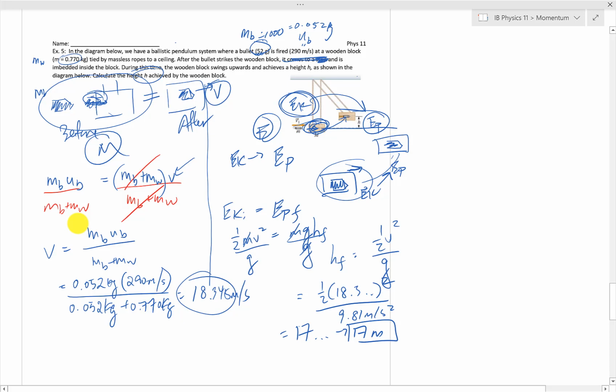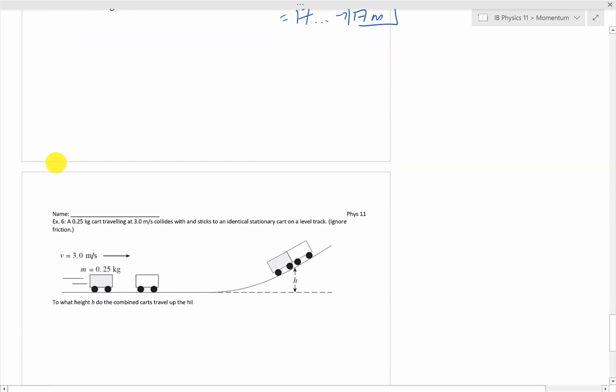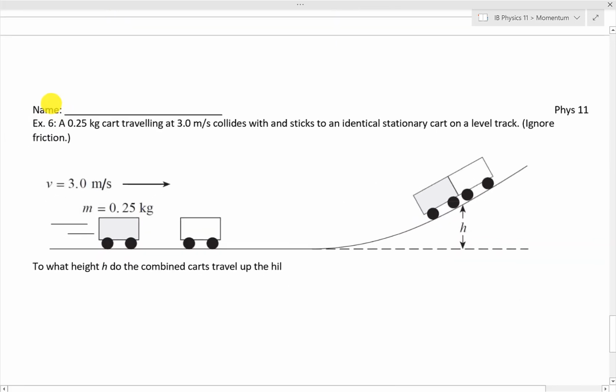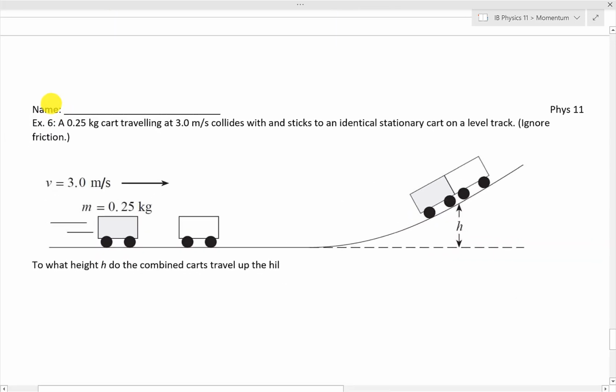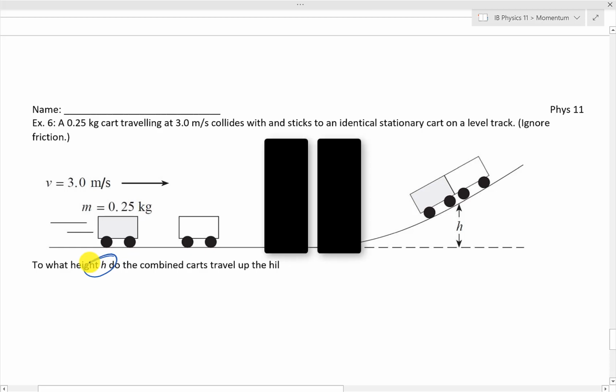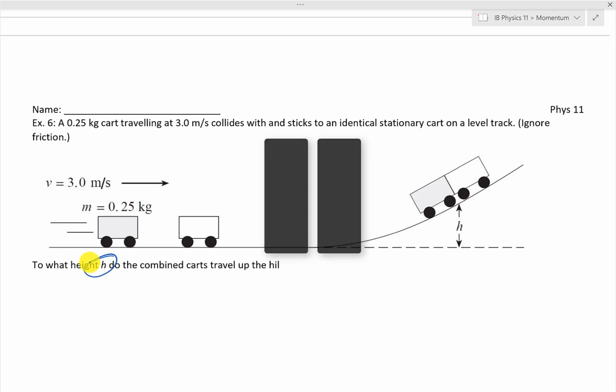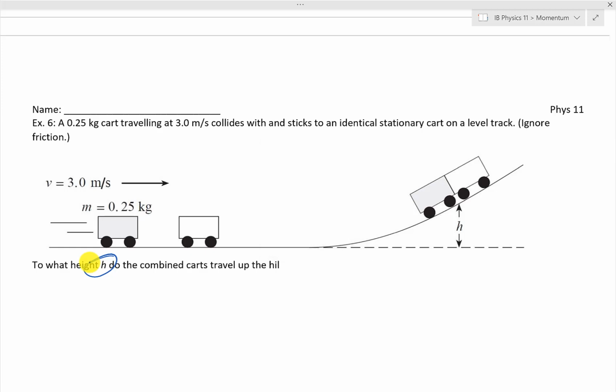So I have a very similar problem for you to try. And this time we're talking about carts traveling on a path. They're going to go up this hill here. We get to ignore friction, and you're just trying to find the height. Good time to pause the video, and I will do the solutions here on now Fast Play.